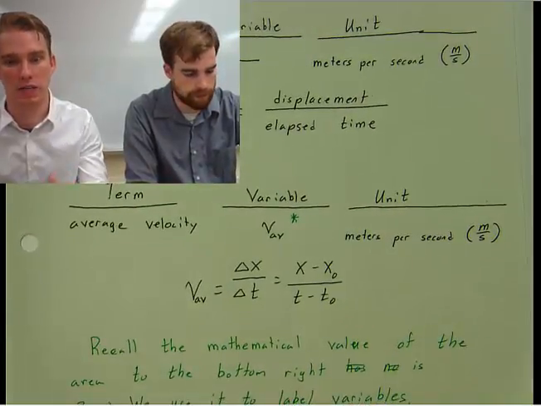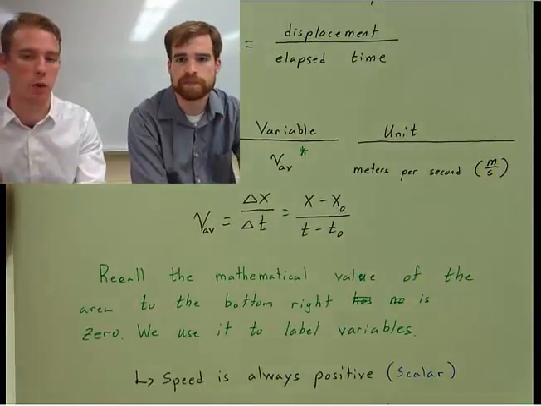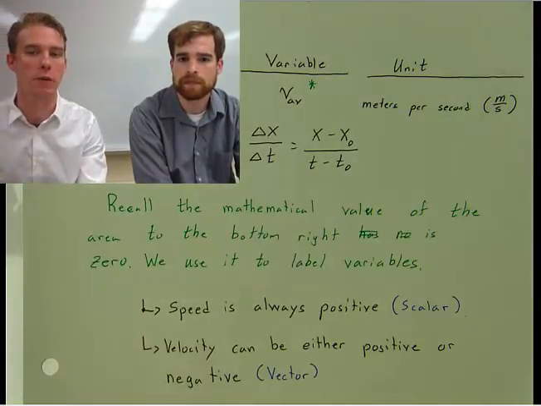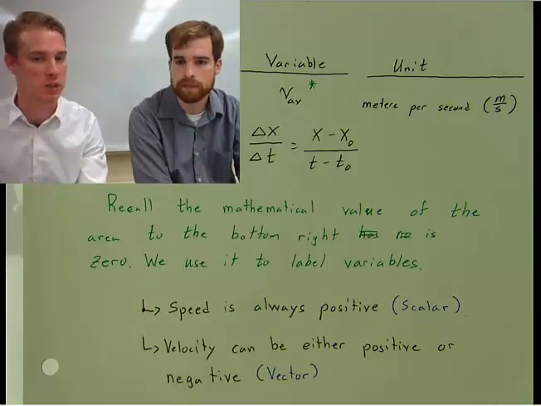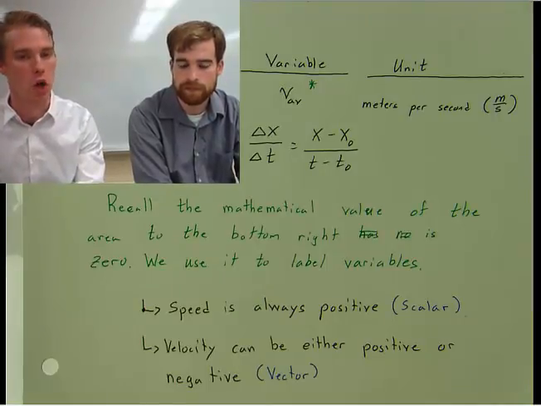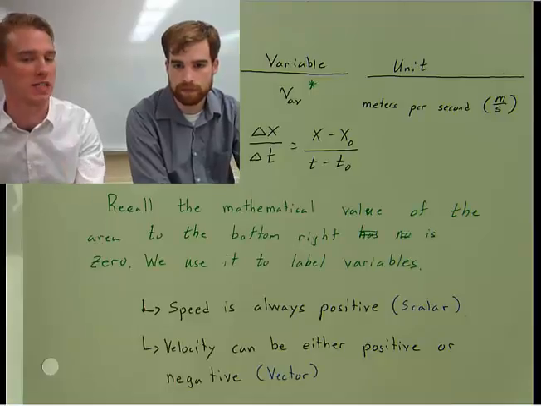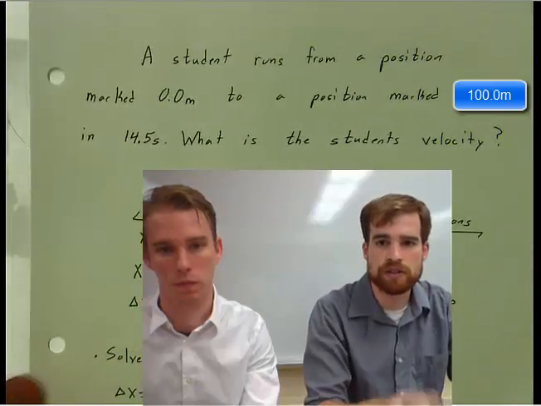Something to consider: speed is always positive, while velocity can be either positive or negative. We'll go into this idea of scalar and vector. The way I remember this is when I'm driving in my car, my speedometer always goes from 0 to something, no matter what direction I'm going. It's a speedometer.